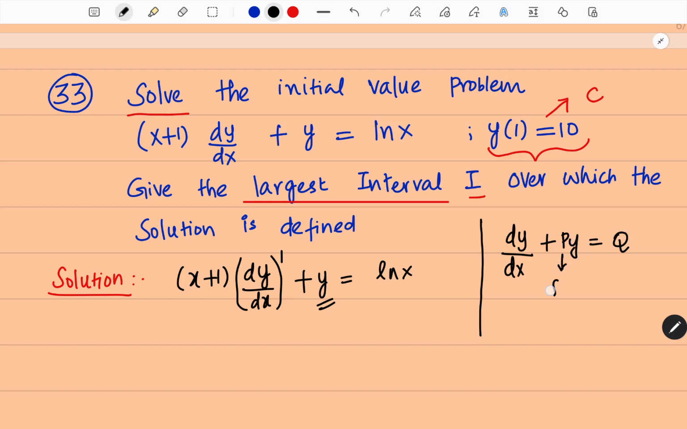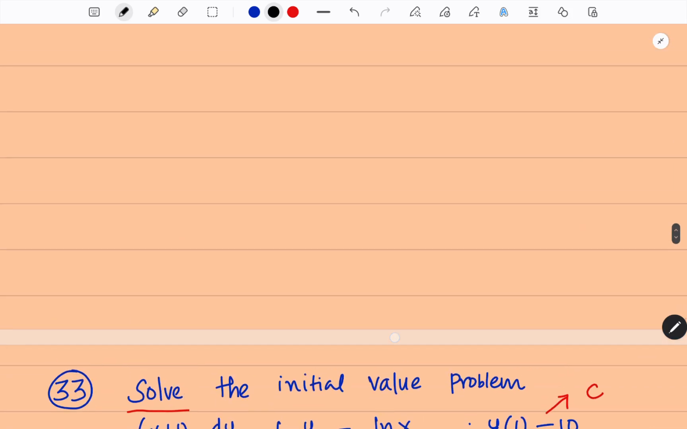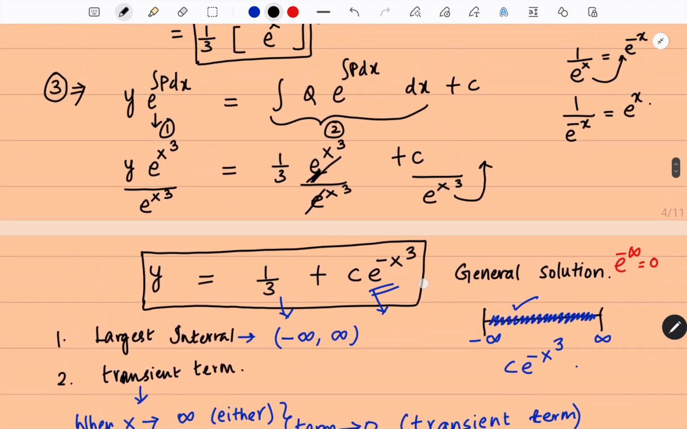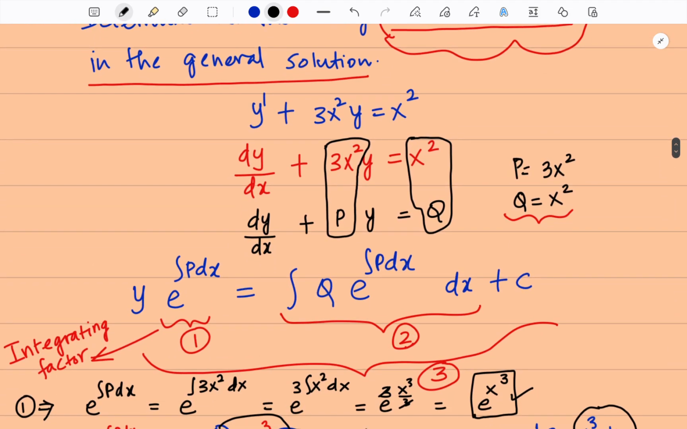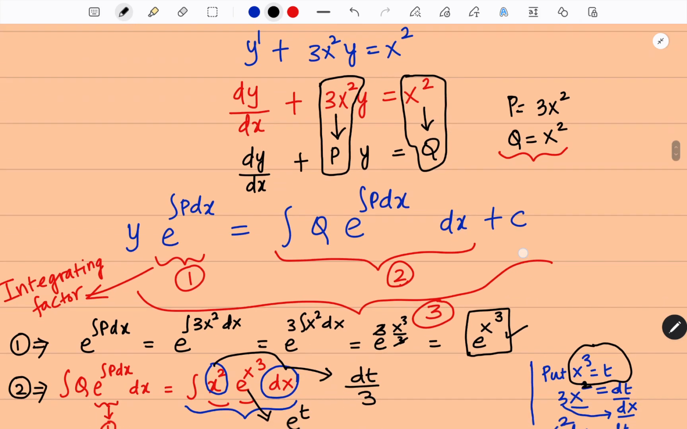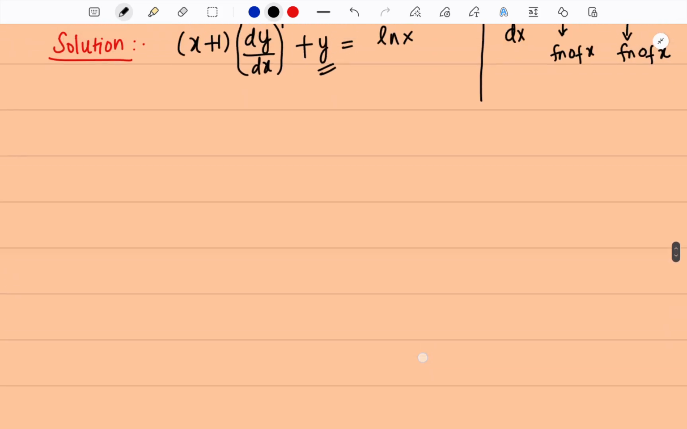And p is a function of what? x. Q is a function of what? x. Keep in your mind, in the previous question also, all are functions of x. I can show you also. Just see here. This is a function of x and this is a function of x, right? P is equal to 3x square there. Okay, so it's a function of x.